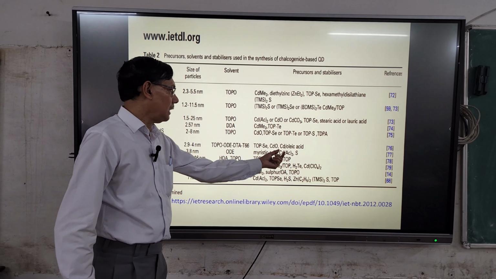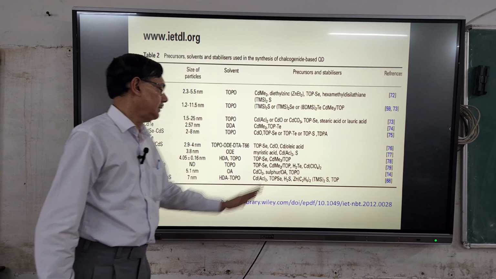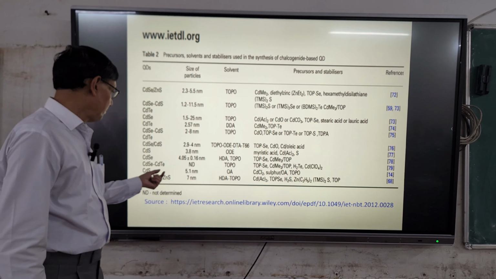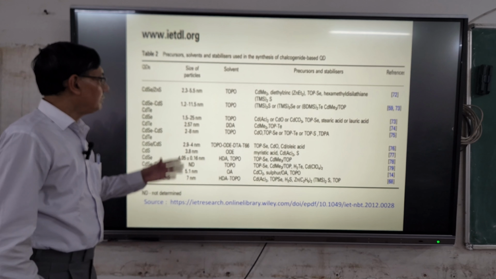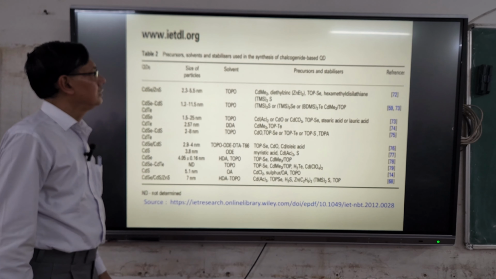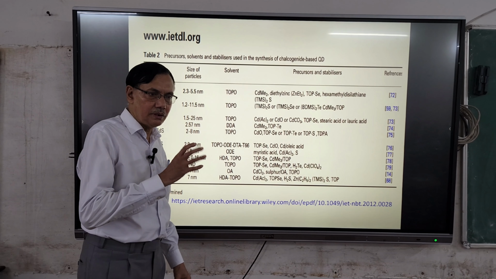So I need cadmium acetate and one source of sulfur from H2S gas. Or suppose I want to prepare a 5.1 nanometer size, then of course I will take CdCl2 or some other precursor. So what I mean to say is that depending upon the size, we can change the precursor as well as the stabilizer.